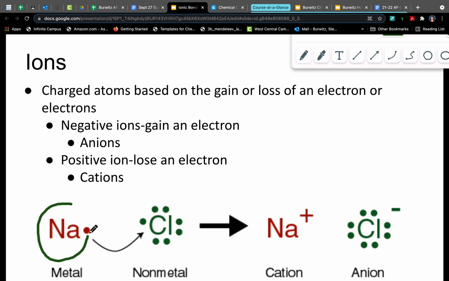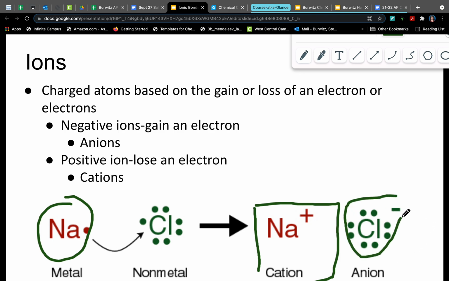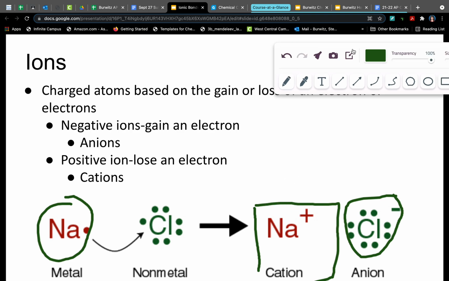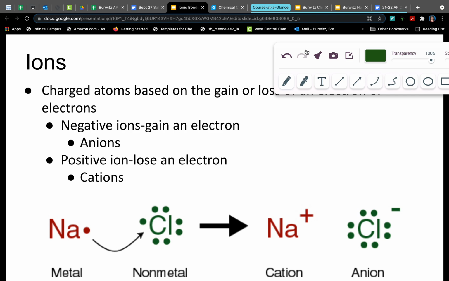Okay, so you can see that in this diagram below here. We have our metal, which is sodium, and our nonmetal, which is chlorine. Sodium has this extra electron that it doesn't really want anything to do with, because if it got rid of that electron, it would have a full valence shell. So it transfers this electron over to chlorine. And what results is we have a sodium cation because it lost one electron. It's now positively charged. And then we have a chlorine anion, which is negatively charged because it gained that electron from sodium.